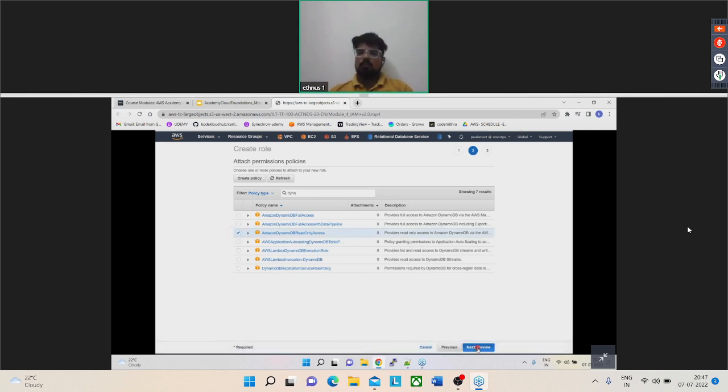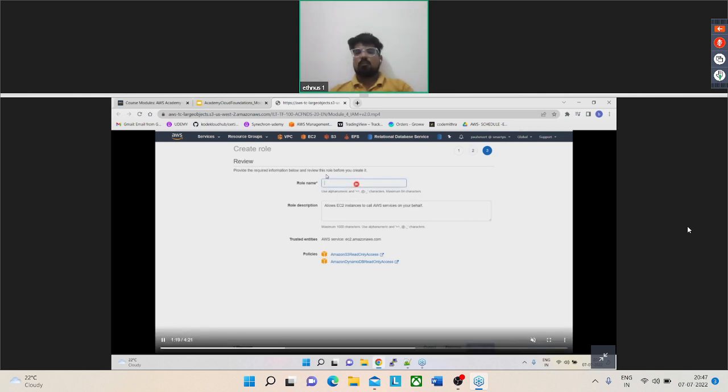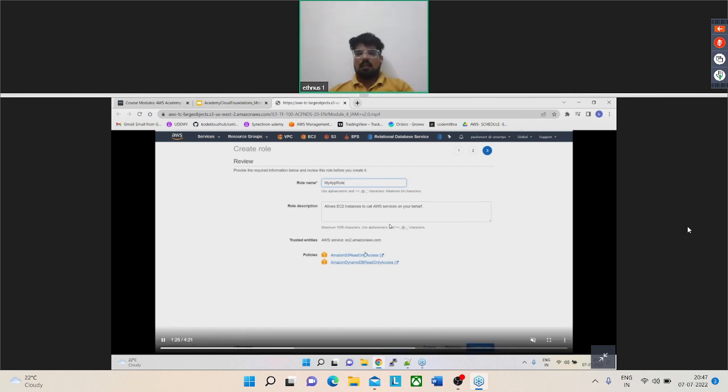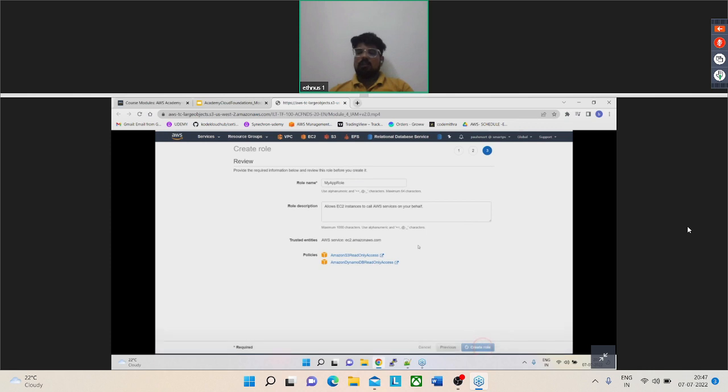I'll click on next to review the policy. Now look at this. Now you have to provide the role name. Let him provide some role name. So he's giving the role name as my app role. And now look at this. This is a role description which is allowing EC2 instance to call AWS services on his behalf. What all AWS services? S3 read only and DynamoDB read only. Okay. So now this is clear, and now click on create role.